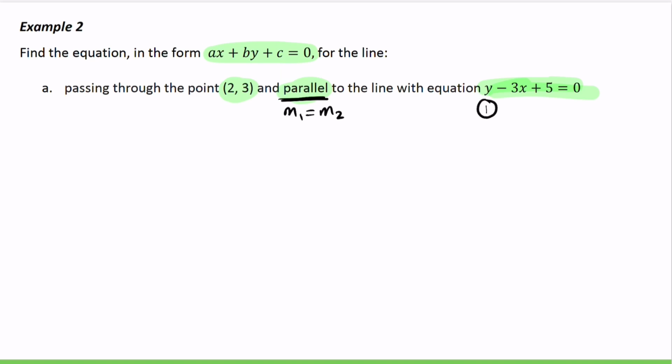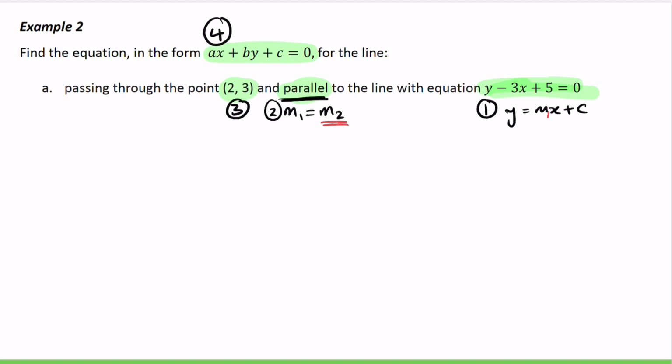So where I would start off is finding that gradient. I want to put this equation into the form of y equals mx plus c, because that will give me m1, that initial gradient, that's going to help me find m2. So that will be my second point. I'll be able to find the gradient of the new line. Then once I have the gradient of the new line, I can substitute a point that it goes through to be able to find c. And finally, I want to make sure I put it into the correct form that it's asked me to.